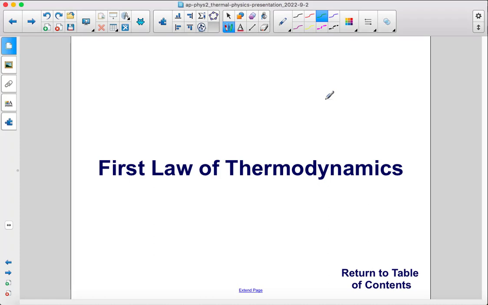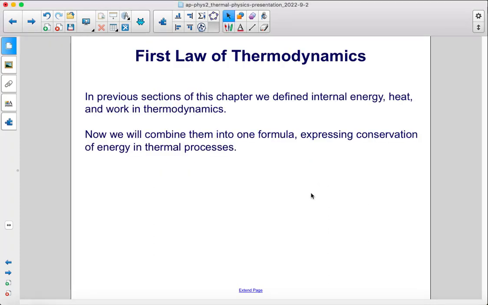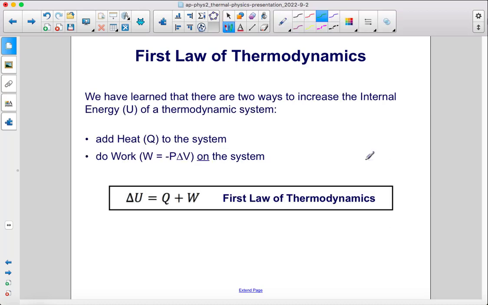The first law of thermodynamics. In previous sections of this chapter, we defined internal energy, heat, and work in thermodynamics. Now we will combine them into one formula, expressing conservation of energy in thermal processes. We have learned that there are two ways to increase the internal energy of a thermodynamic system. Either you add heat to the system, or you do work on the system. The first law of thermodynamics: a change in internal energy equals heat plus work.